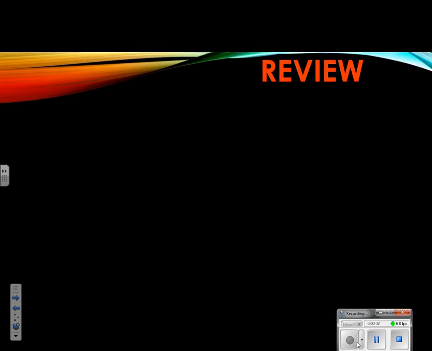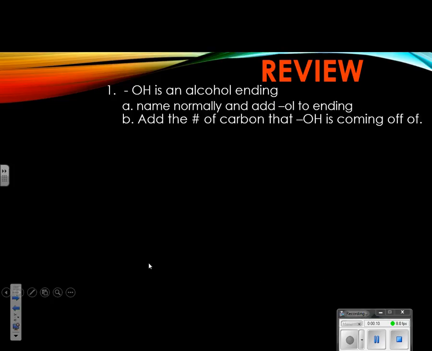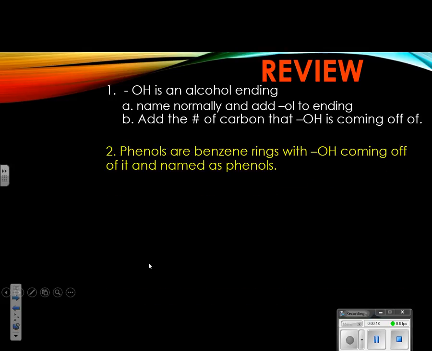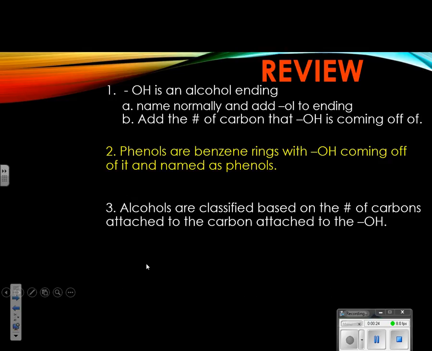Okay, we're on to the review for chapter 13. As we talk about the review, we need to remember that OH is an alcohol ending. You name it normally and then add OL to the ending and add the number of the carbon that the OH is coming off of. Phenols are benzyl rings with OH coming off of it and named as phenols.